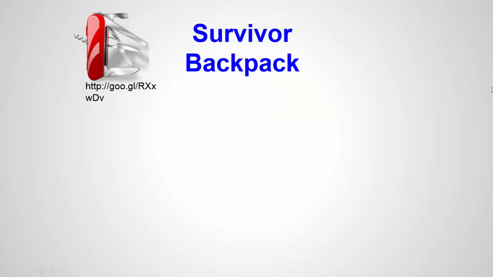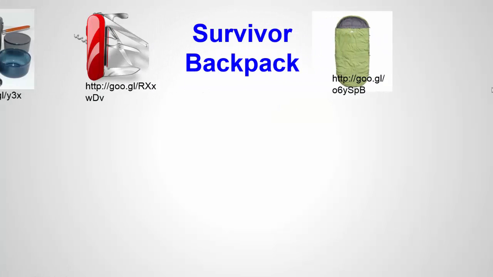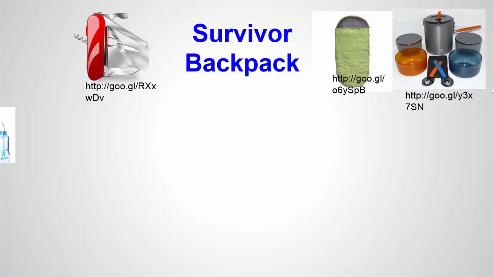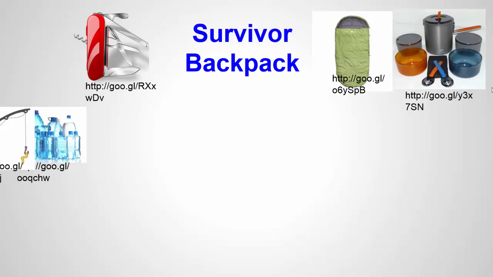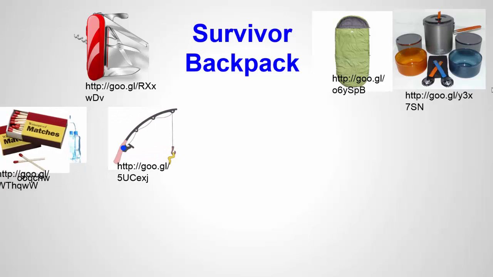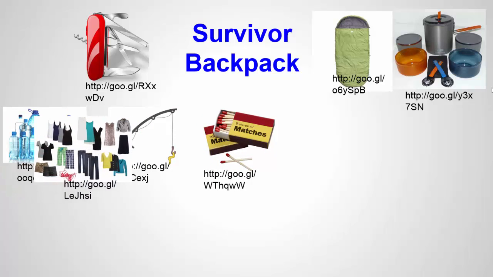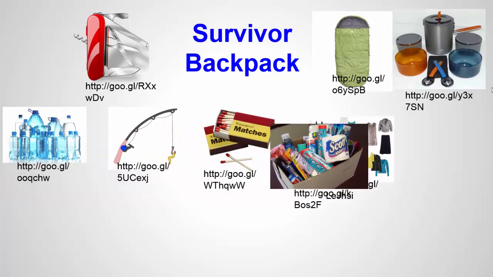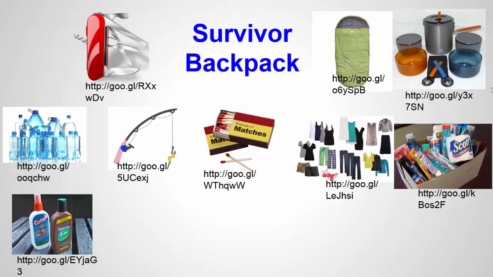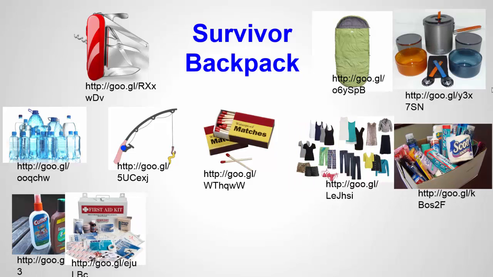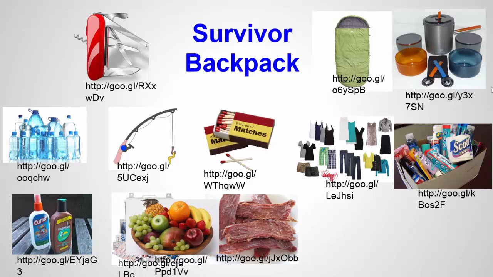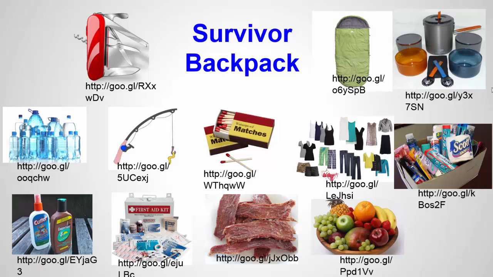A couple of things you might need to survive is a pocket knife for tools, a sleeping bag to sleep in, pots and pans to cook your food, water to stay hydrated, a fishing pole to fish, matches for fire, clothing to stay warm, toiletries to keep yourself in proper hygiene, sunscreen and bug spray to keep your skin healthy, first aid kit to keep anyone from getting hurt, and meat and fruit to keep your health in check.